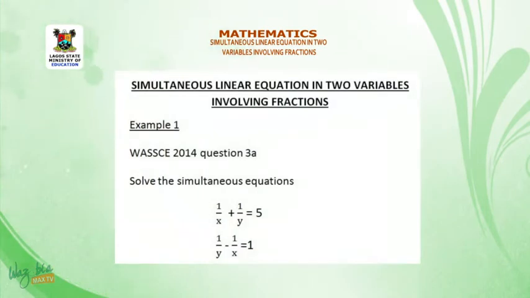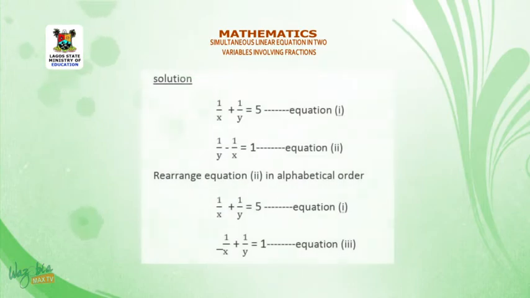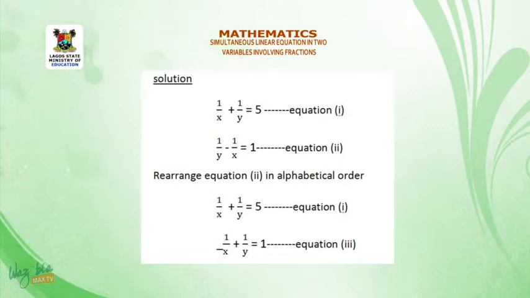Simultaneous linear equation in two variables involving fractions. Example 1. WASSCE 2014 Question 3A. Solve the simultaneous equations 1 over x plus 1 over y is equal to 5, 1 over y minus 1 over x is equal to 1. Solution: 1 over x plus 1 over y is equal to 5, equation 1. 1 over y minus 1 over x is equal to 1, equation 2.